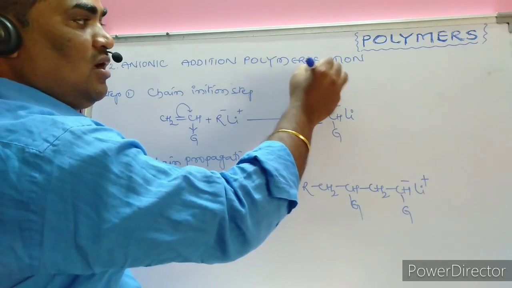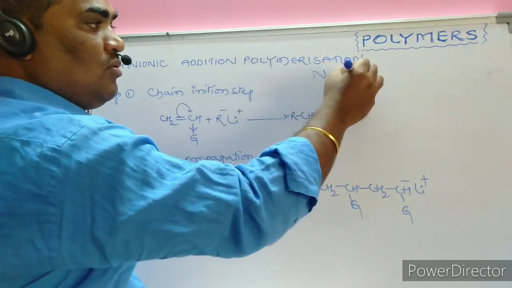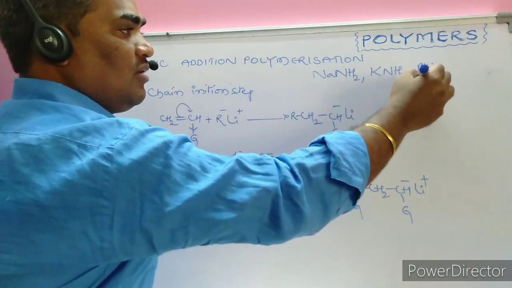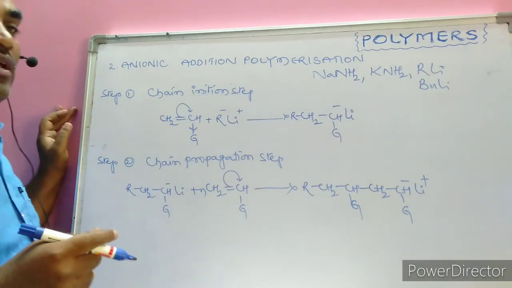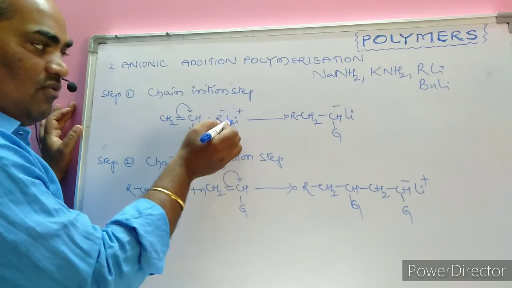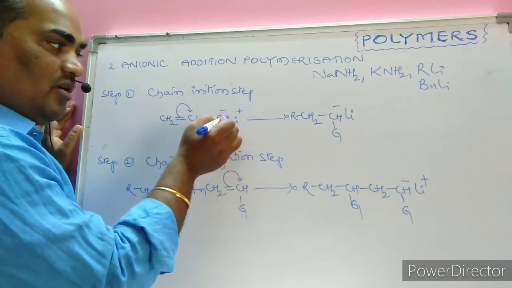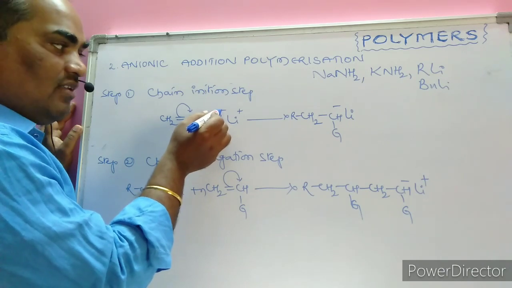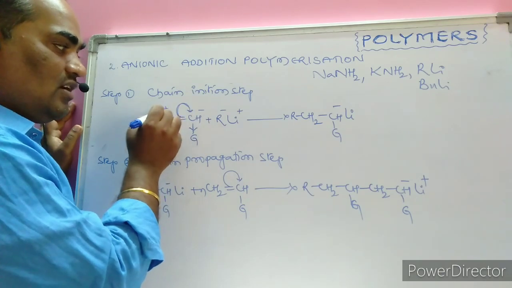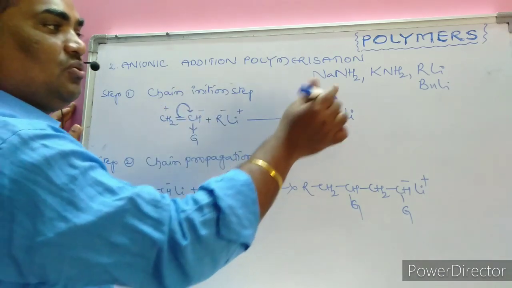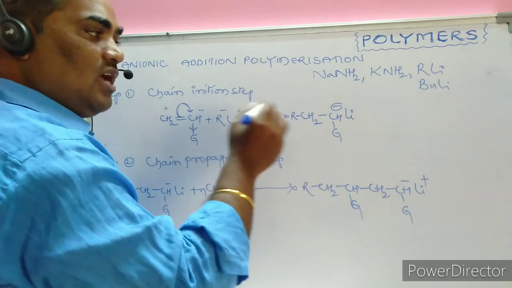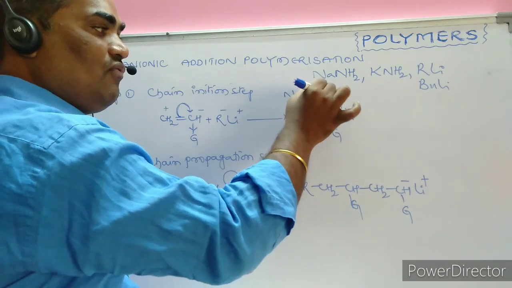Sodamide NaNH2, potassium amide KNH2, and alkyl lithium like butyl lithium are the most common initiators in anionic addition polymerization. In their presence, we know lithium is a more electropositive element, hence the alkyl group attracts the electrons towards it. The adjacent double bond moves toward this side, it gets negative and positive, negative is attracted to positive, and the negative charge is developed on the carbon, which in organic chemistry we call a nucleophile.